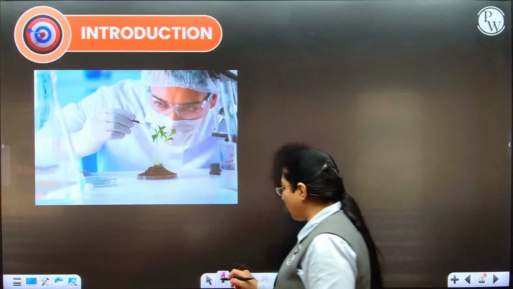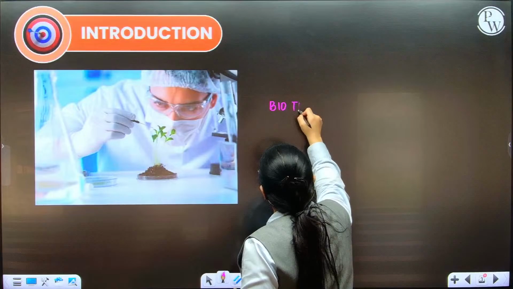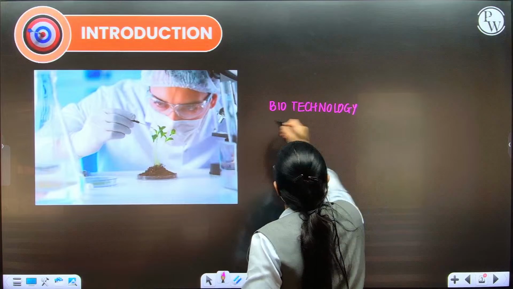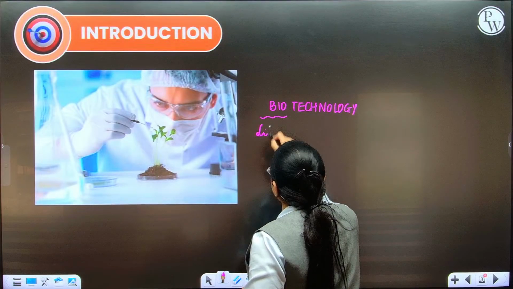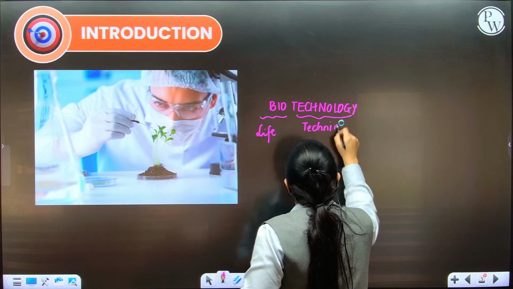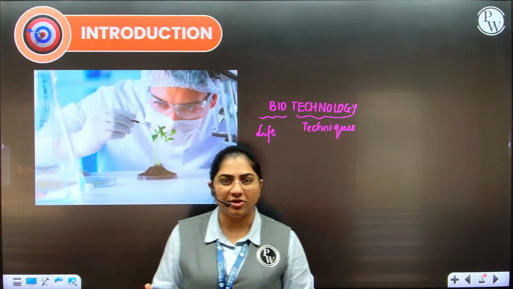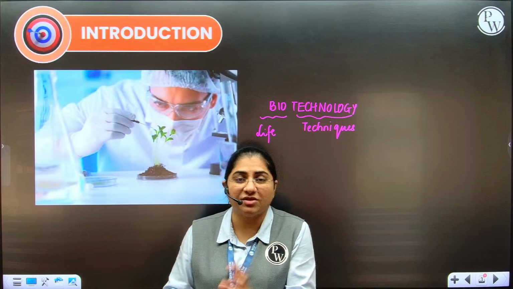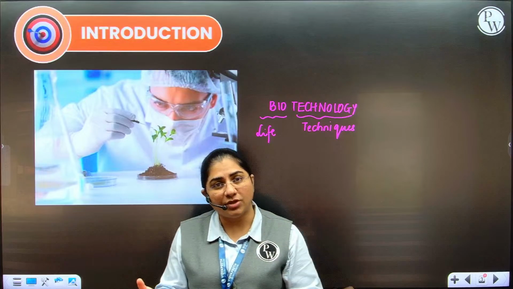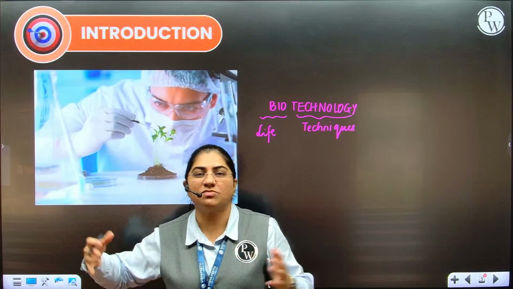Now let us understand what we mean by the word biotechnology. As the name suggests, biotechnology: bios means life, and technology is techniques. Now, we've been using various techniques with the use of living organisms, with the use of its parts, with the use of its various enzymes to obtain processes or to obtain products for our own betterment, so that our lifestyle and our living becomes better and better.